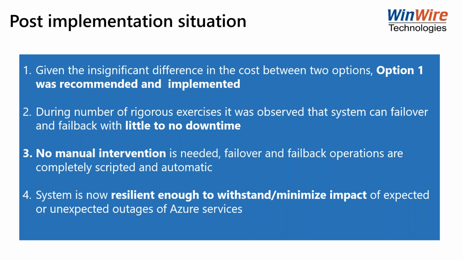Once we started implementing, we did a rigorous exercise of failback and failover. We found that whatever we designed was the actual scenario, where we were seeing no to very little downtime. No manual intervention was required because it was completely automatic, and the system is resilient enough to withstand such kinds of outages. Yes, there are certain types of outages which we cannot avoid, like if Azure Active Directory is down or something like that. But majorly we can do that.